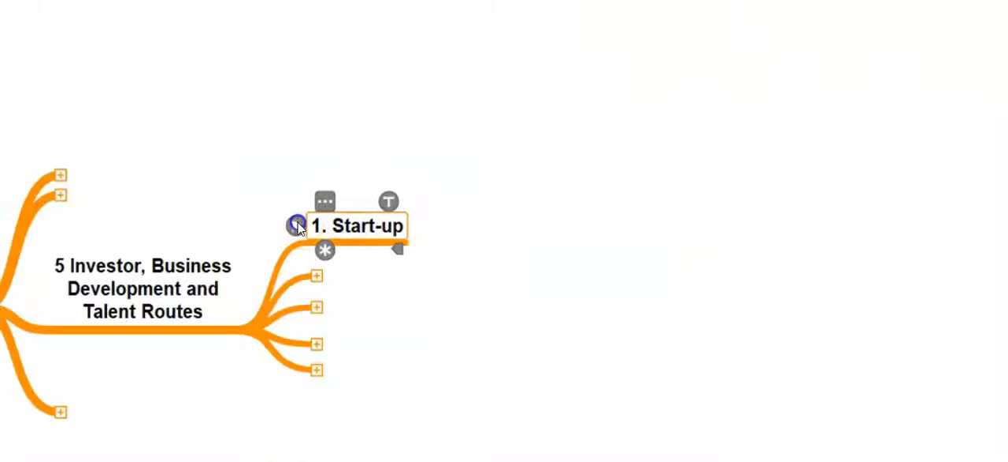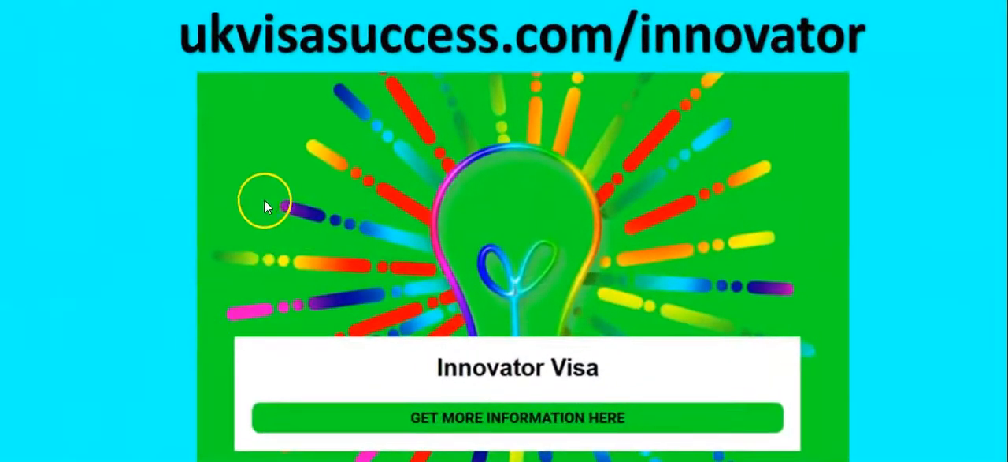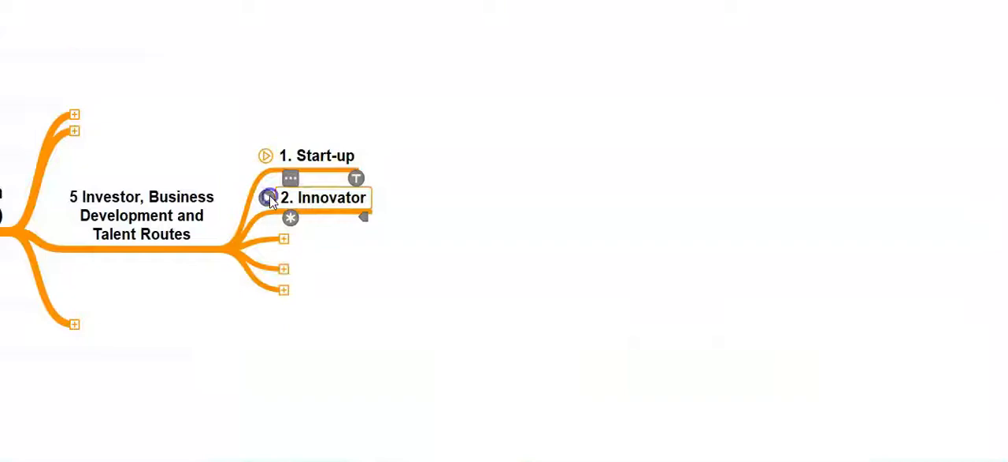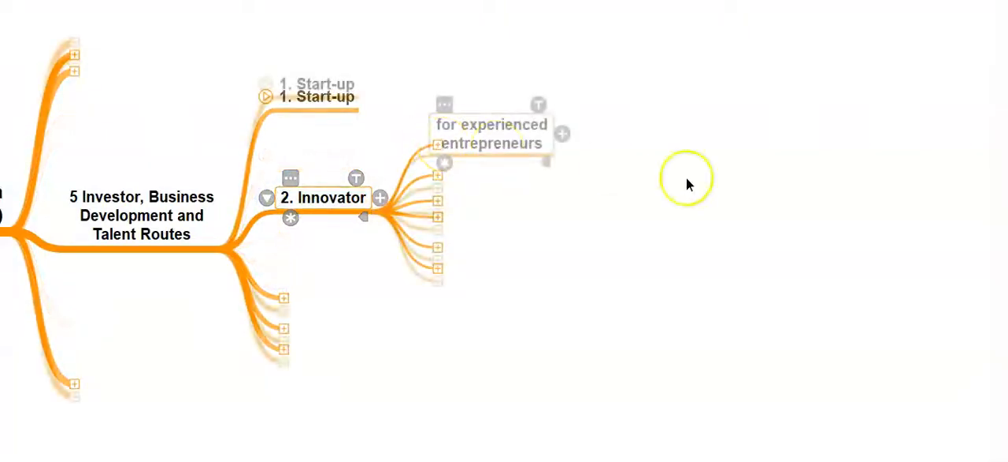So let us talk about the innovator route. The innovator route is the route to settlement. However, the route to settlement comes with a price. So the innovator route is for seasoned entrepreneurs.